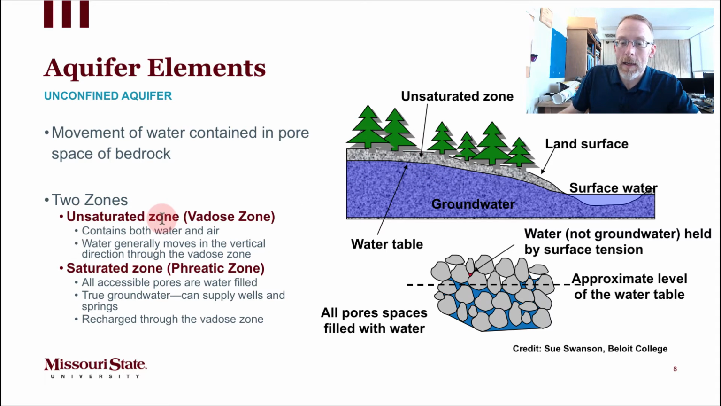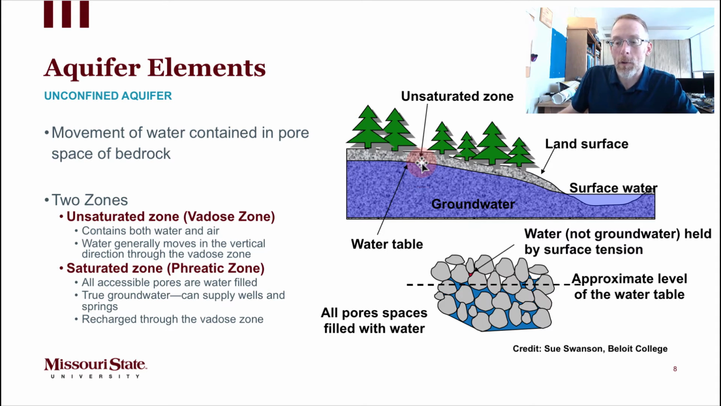There's this unsaturated zone, which we call the vadose zone. It contains both water and air, so it's unsaturated. Here it's the upper part of the aquifer because rain falls on the landscape, hits the ground surface, and then it starts to infiltrate under the force of gravity through the top part of the earth material, whether it's bedrock or sediment, until it reaches the water table.